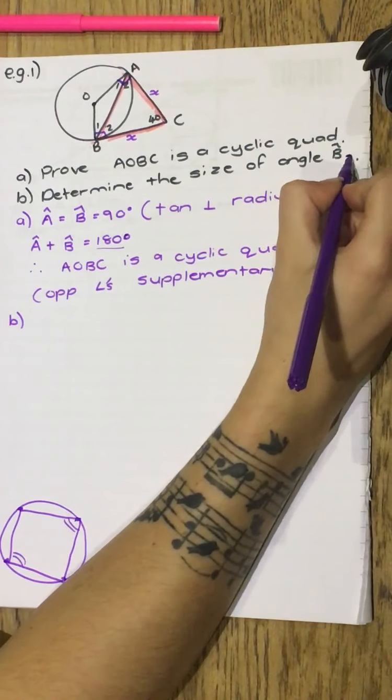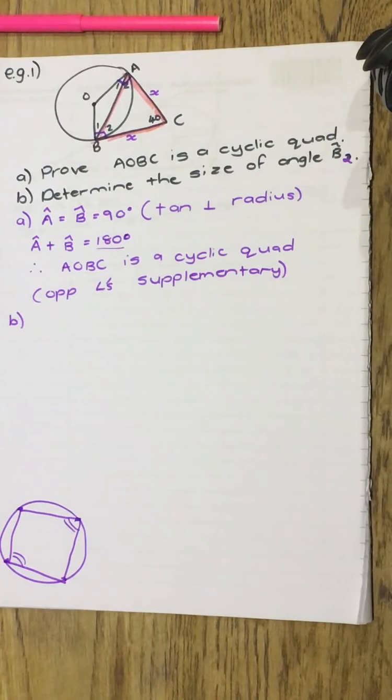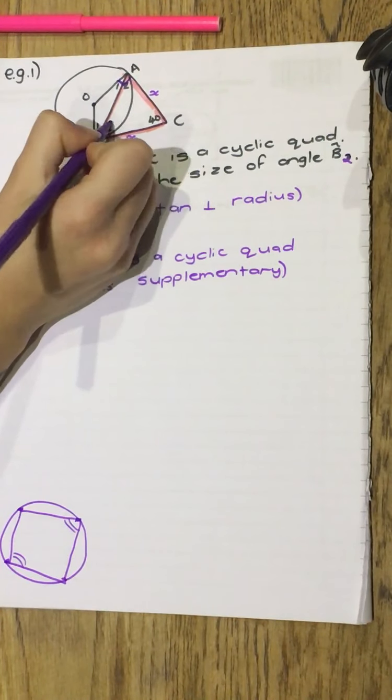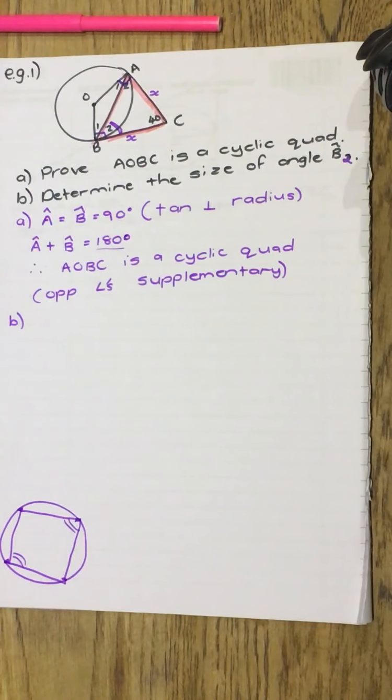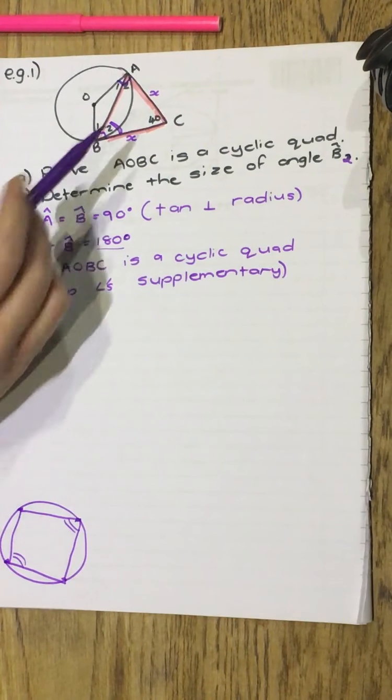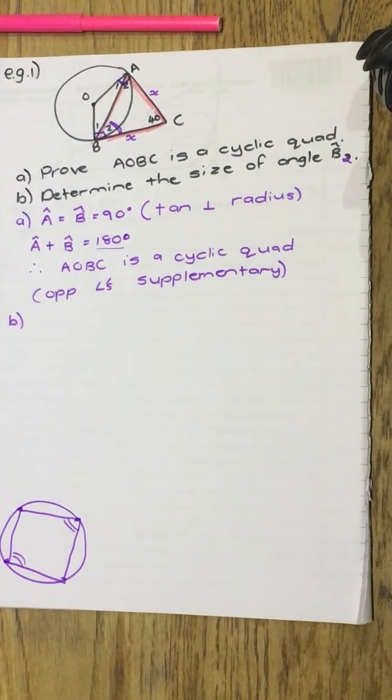Okay, B, determine the size of angle B2. Sorry, I don't know if you can see this. This is a 2. Determine the size of angle B2. So now they want this one. Now, we already spoke about this. We know that these 2 lines are equal to each other because of our tangents theorem that we just learned.